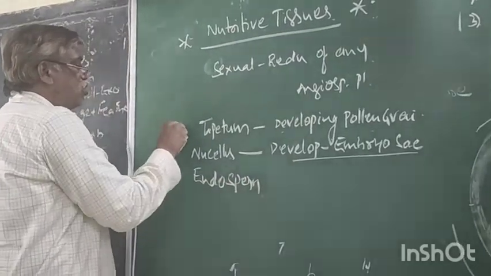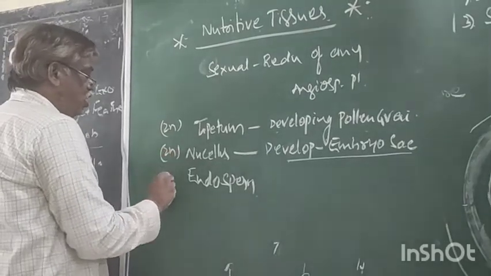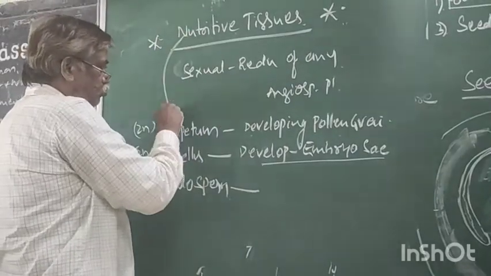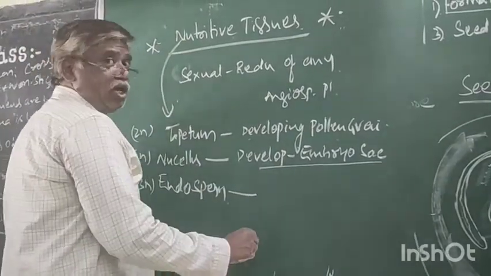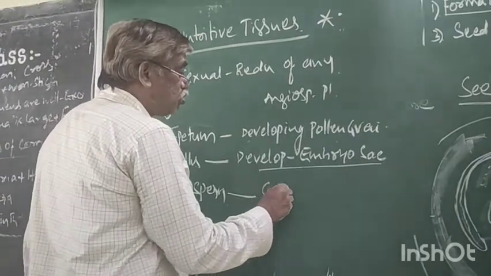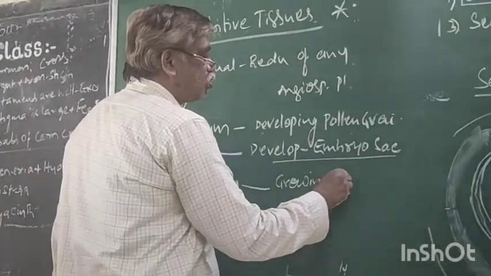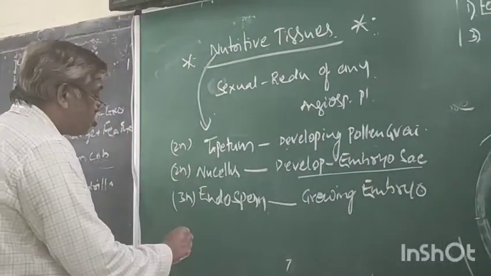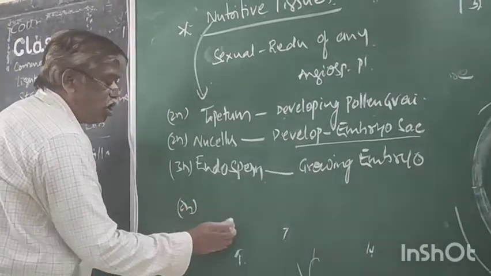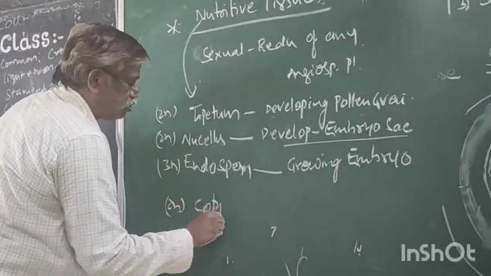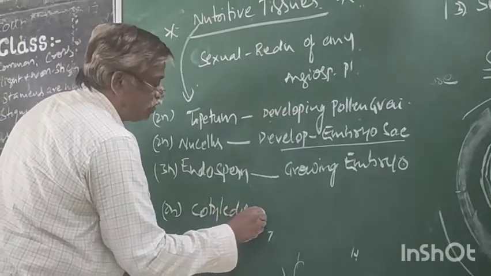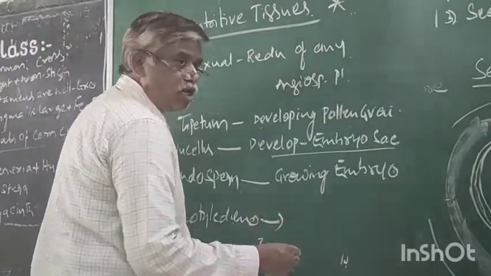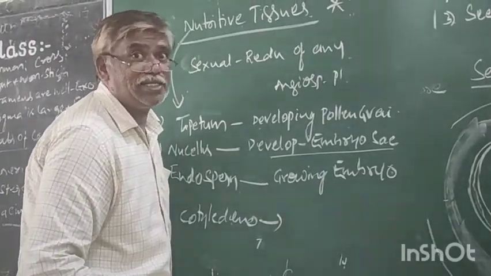Endosperm. It is triploid, but endosperm is another nutritive tissue for growing or developing embryo. Now another nutritive tissue that is diploid, cotyledons. Cotyledons. Right. This cotyledon is a nutritive tissue for the baby plant, the seedling.